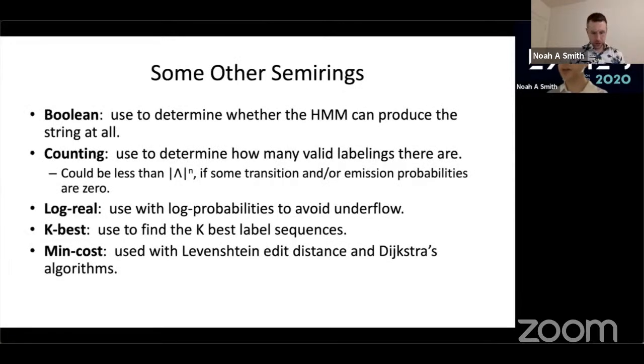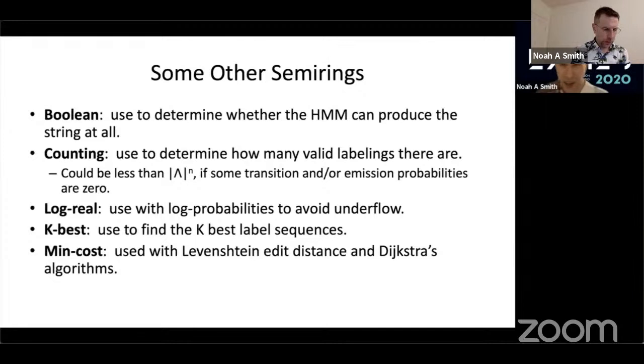But here are some other semi-rings that you can consider. One is the Boolean semi-ring, where the values are only 0 and 1, and we replace plus with or and times with and. You can show all the properties hold. And this is useful if you simply want to know whether the HMM can produce a string at all. Is there a way to generate the string with non-zero probability? You can also change things slightly to get a semi-ring that lets you count how many valid labelings there are. If some of the transition or emission probabilities are 0, then the actual number of labelings might be smaller than size of lambda to the n. And I think we saw an example of this earlier in the lecture.